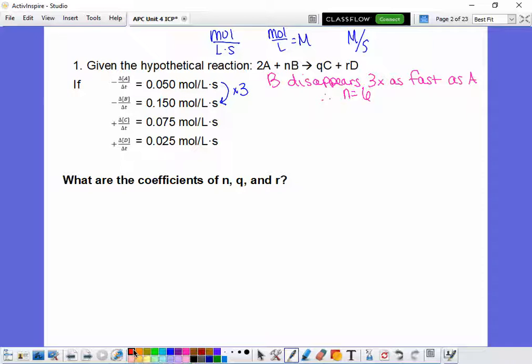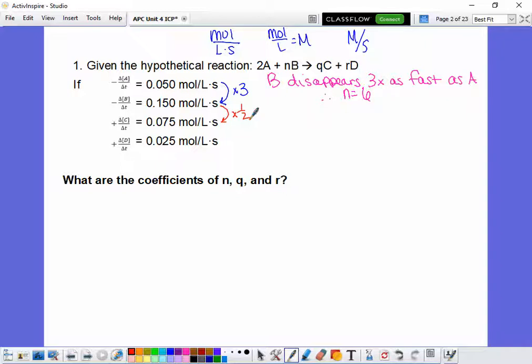So for substance C, what do we want to compare it to? Okay, let's compare it to B. That's what I did. So from B to C, what do we multiply by? 1/2. Now, I can't say that C is disappearing half as fast as B because C is not disappearing. What is it doing? It's appearing because it's a product.